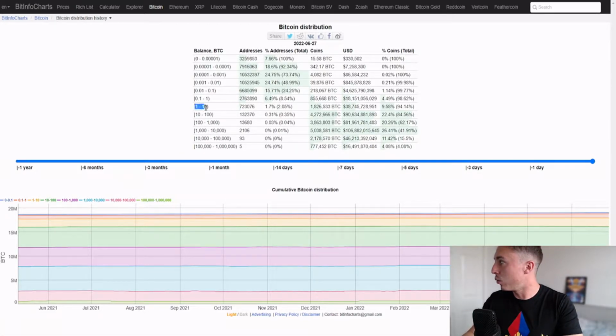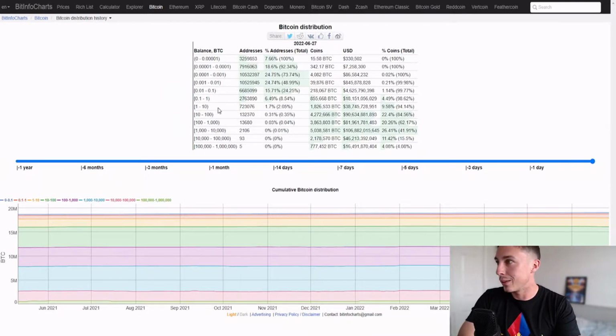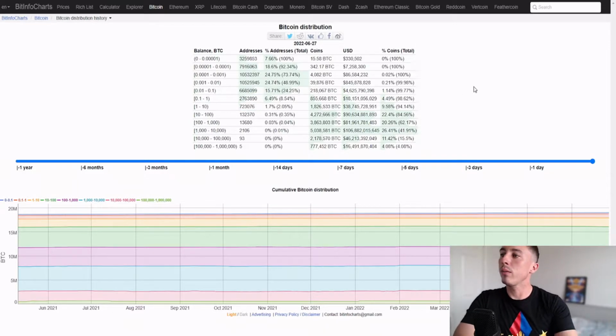If we look at the amount of wallets that actually have 1 to 10 Bitcoins, which is a substantial amount, you know, for the average person, it could be anywhere between $210,000 to $21,000, right? But what I notice is, looking today, we can see there are 723,000 addresses. That's a lot of individuals that have 1 to 10 Bitcoin sitting in their portfolio.